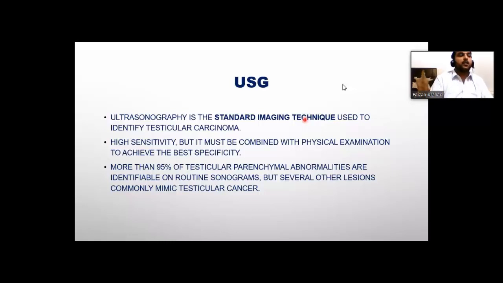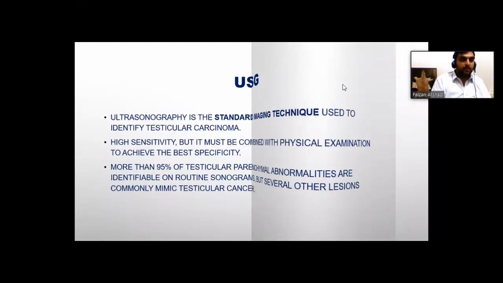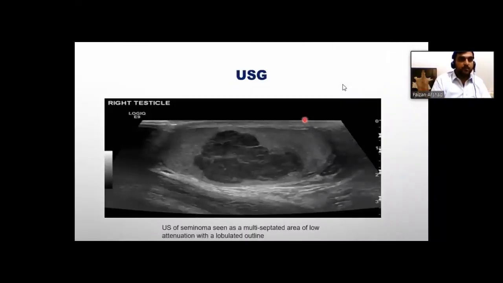More than 95% of the testicular parenchymal abnormalities are identifiable on routine sonograms, but several other lesions commonly mimic testicular cancer. Here is the slide showing the testicular seminoma. The ultrasound of seminoma is seen as a multi-septated area of low attenuation with lobulated outline. We can appreciate the swelling. This whole area is the testis, and there is a septated area with lobulated outline.